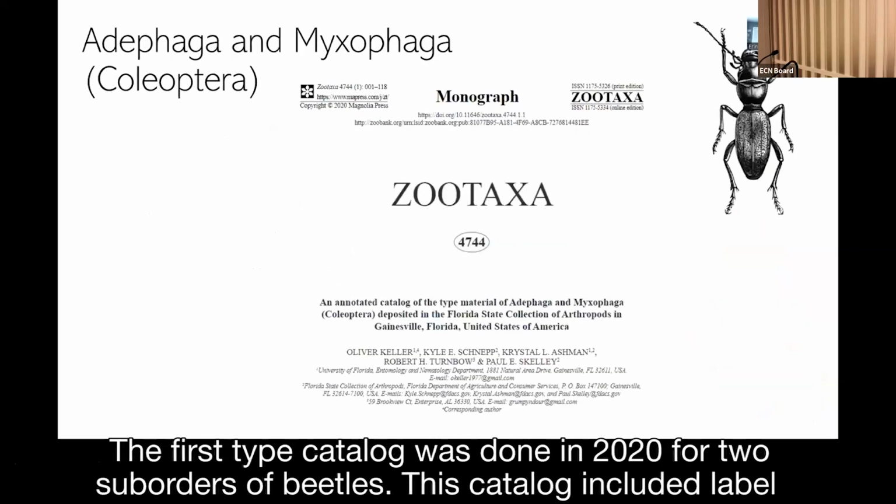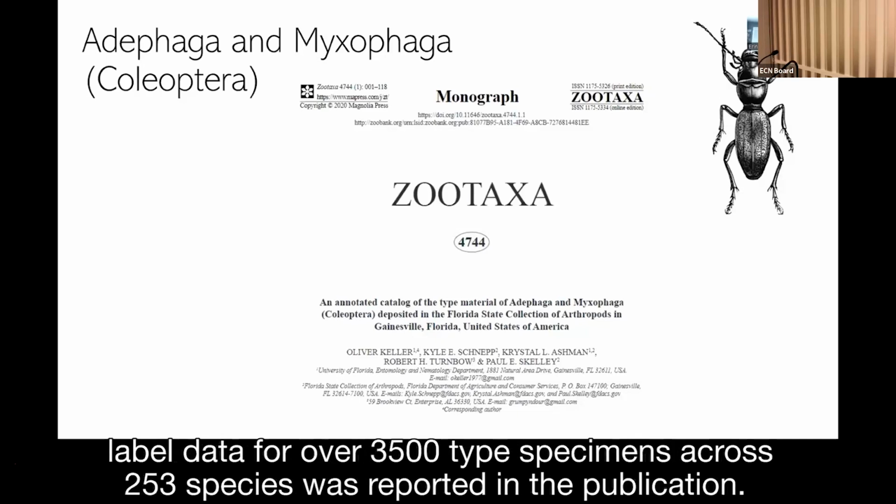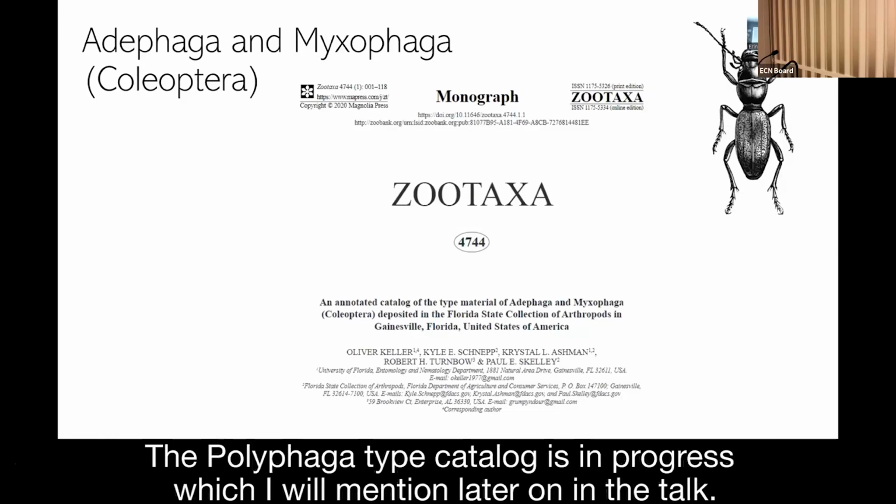The first type catalog was done in 2020 for 2 suborders of beetles. This catalog included label data for all the type specimens, including primary and secondary type material. Verbatim label data for over 3,500 type specimens across 253 species was reported in this publication. The Prolifica type catalog is in progress, which I will mention later on in the talk.